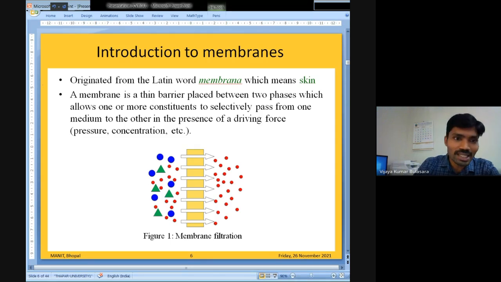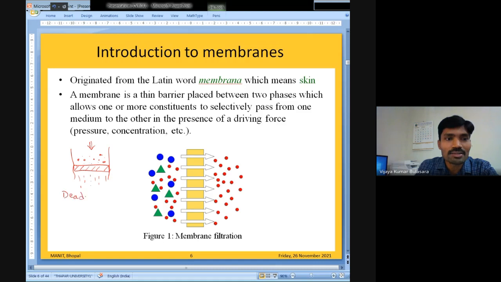The main difference is that in dead-end filtration, if this is the membrane, a solution containing solvent and solutes is placed on one side of the membrane and pressure is applied so that the solvent passes through the membrane. This is called dead-end or direct filtration. In the other mode of filtration, the solution is on one side but flows parallel to the surface.